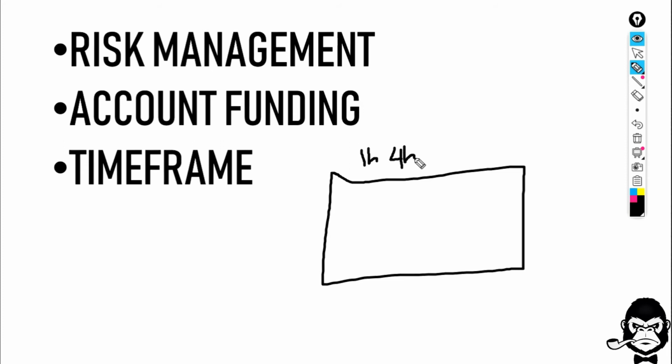Let's say you have a $50 account and you're looking at the 1 day time frame. What are you doing on the 1 day time frame, right? That is too big of a time frame to trade on a small account. If you have a small account less than $100, you want to be looking at the 1 hour time frame and the 4 hour time frame.